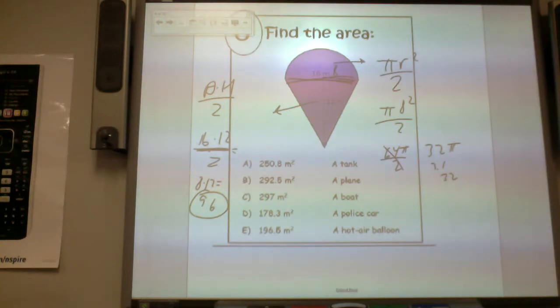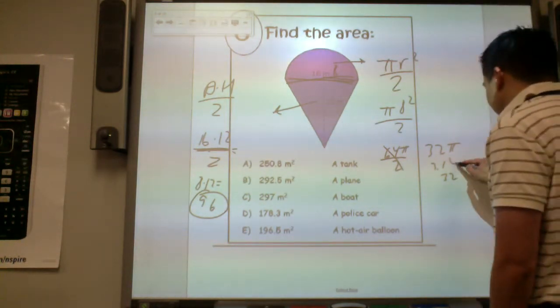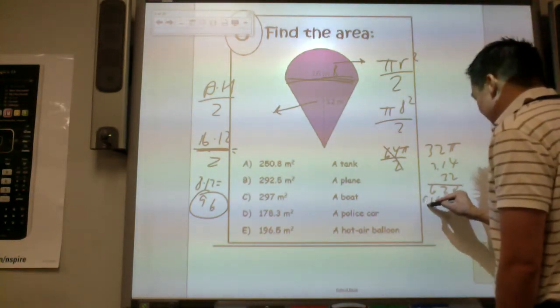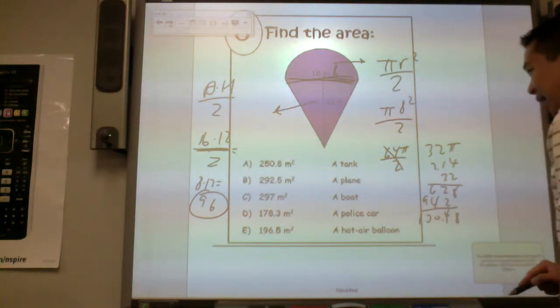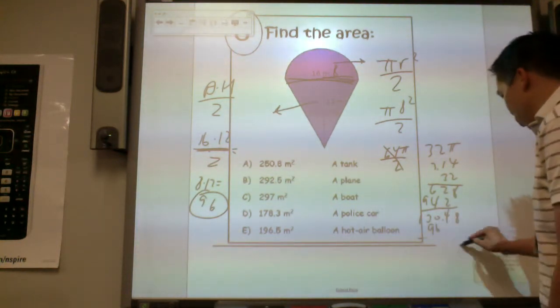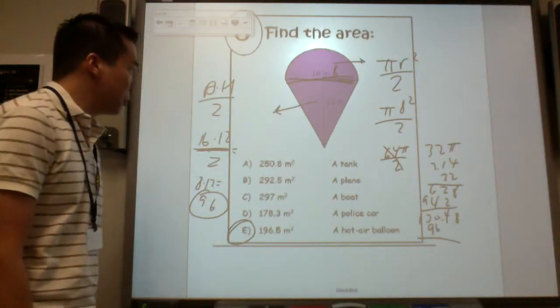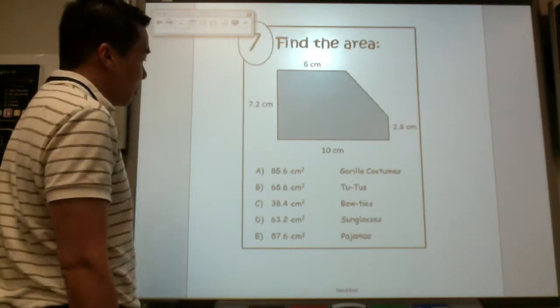Why can't I just round pi to 3? It would make my life so much easier. But, so that's 8, 2, 6, 12, carry the 4. That's 9, 8, 4, 10. 148 hundredths plus 96 is 196 and 48 hundredths, which is E, a hot air balloon. Never been in one though. Maybe one day, I don't know.